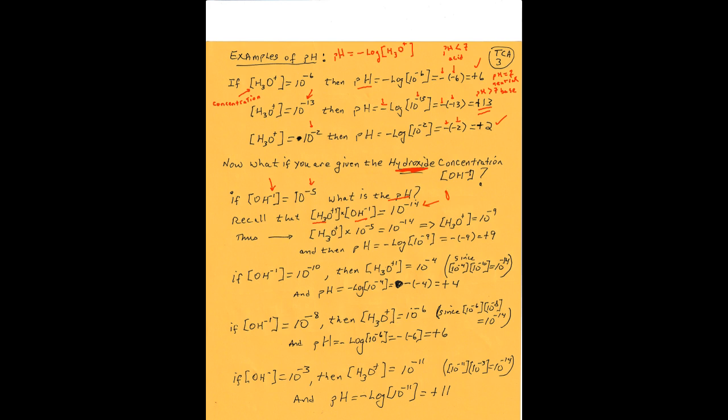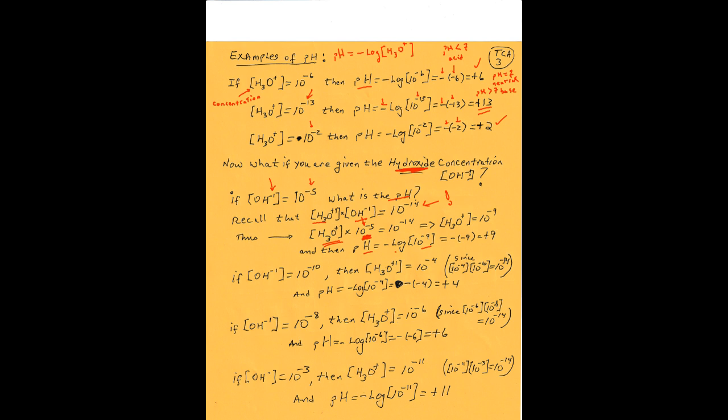So if the hydroxide concentration is 10 to the minus 5, that means the hydronium concentration must be 10 to the minus 9, because 10 to the minus 9 times 10 to the minus 5 is 10 to the minus 14. So the pH is minus the log. Hydronium concentration is 10 to the minus 9. So minus negative 9 is plus 9.